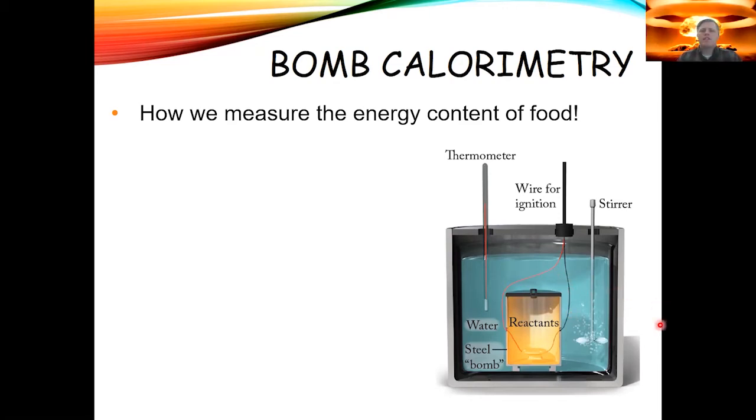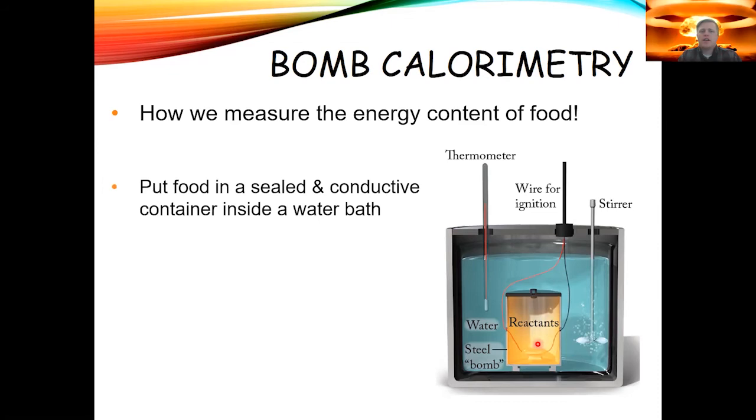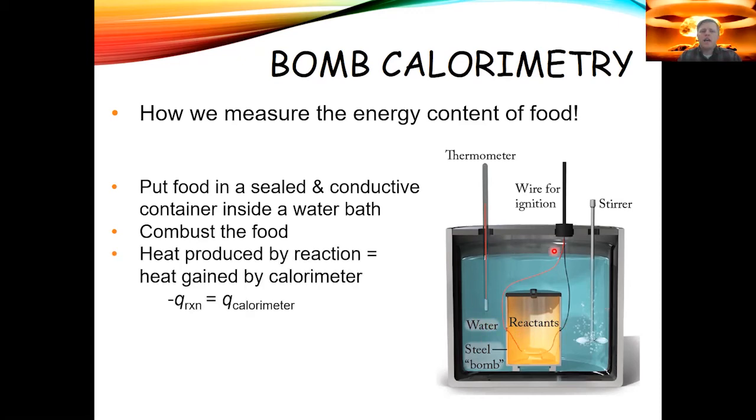Then if we're trying to measure, for example, the energy content of food, we put some food inside this sealed container, and then we would combust that food and see what happens. So if that food is burning, then it's going to heat our calorimeter, right? And so in this case, our reaction heat is going to be absorbed by our calorimeter.